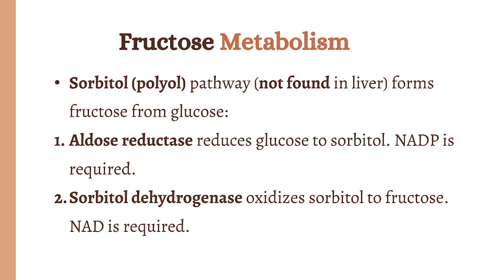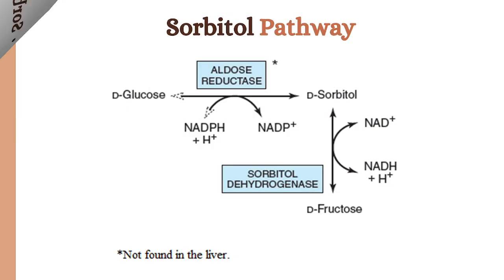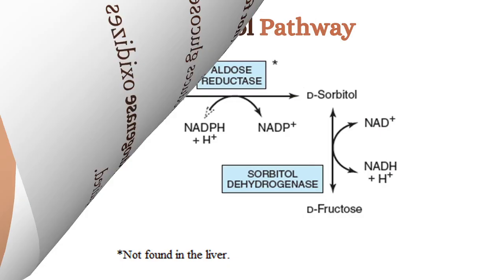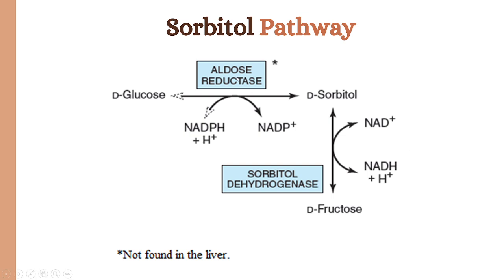We have what we call the sorbitol or the polyol pathway. This pathway is not found in the liver. It forms fructose from glucose by the action of aldose reductase, which reduces glucose to sorbitol and uses NADPH as a coenzyme. A sorbitol dehydrogenase then oxidizes sorbitol to fructose. This reaction requires NAD. So the sorbitol pathway, by the action of aldose reductase and sorbitol dehydrogenase, can form fructose from glucose. This pathway, as we said, is not found in the liver.